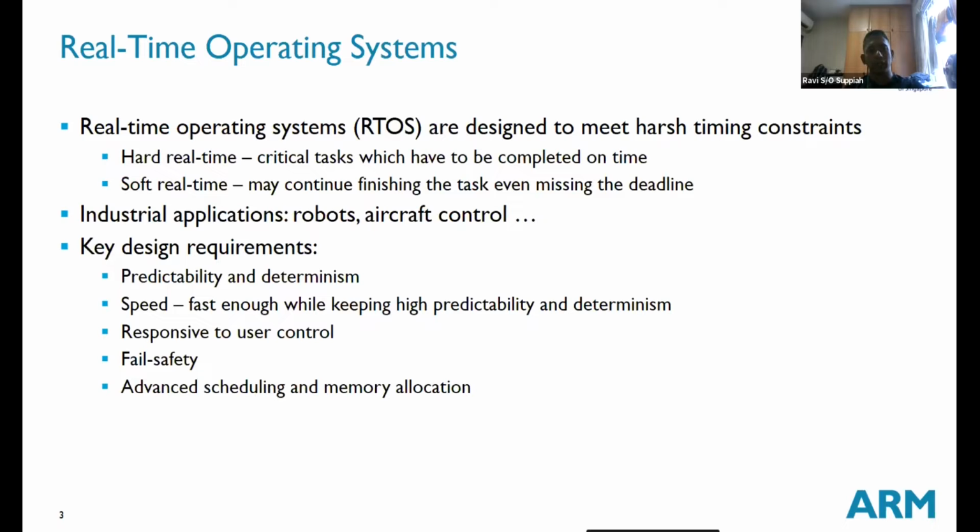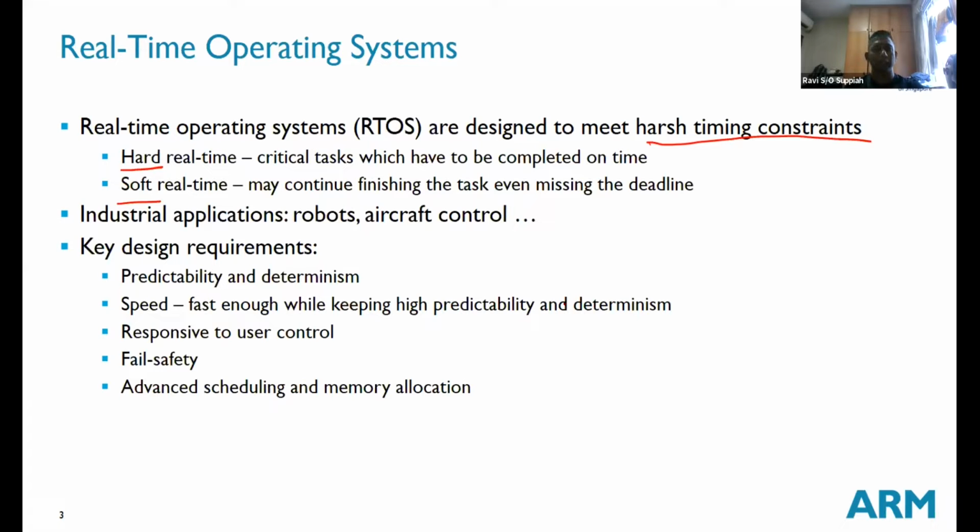As we have said before, the whole idea of an RTOS is to meet the harsh timing constraints that you have. In a system where so many things are happening, you have to meet certain deadlines. Even though they are real time, you can still classify these deadlines as hard real time or soft real time. Hard real time means no matter what happens, you have to complete it on time. There is no excuse.